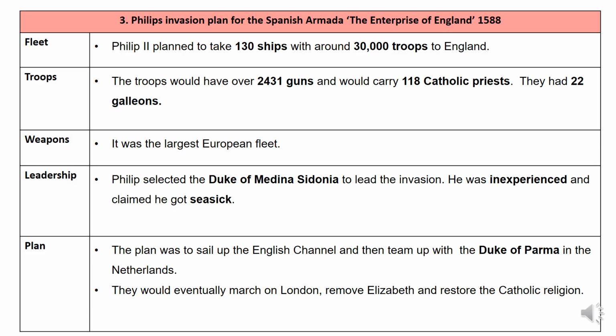The plan is then they will set up the English Channel, they'll team up with the Duke of Parma in the Netherlands, they'll march on London, remove Elizabeth and restore the Catholic religion. What could possibly go wrong?